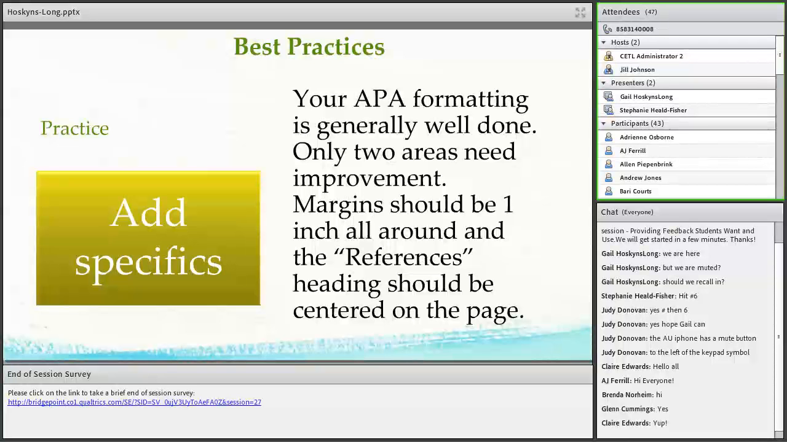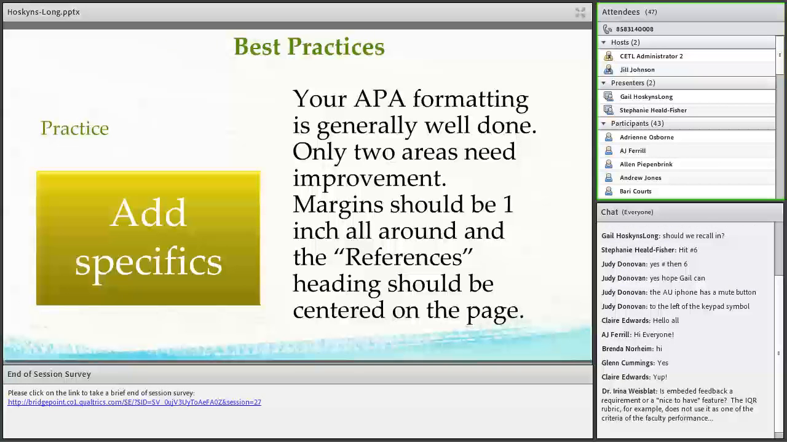Building from the last best practice of actionable improvements, the constructive criticism also needs to be specific. Vague comments such as good job or needs improvement are not usable to the student. The student won't know what to do with the information. And you can see here another example of how the instructor added specifics.